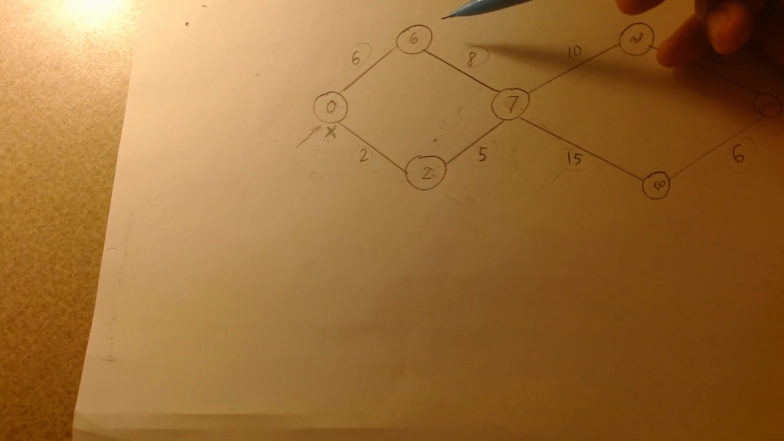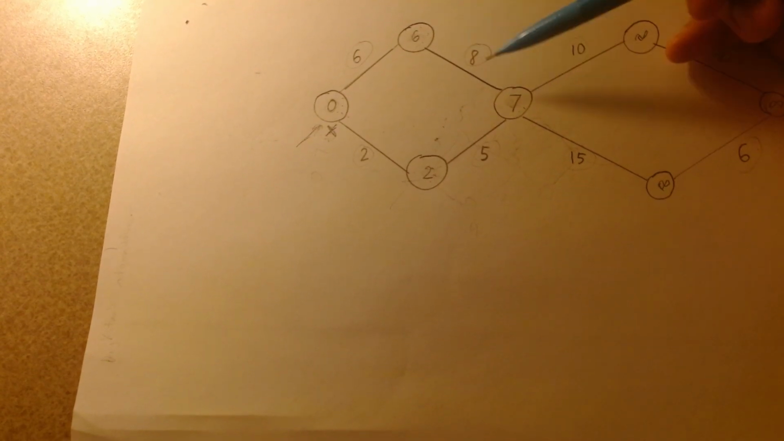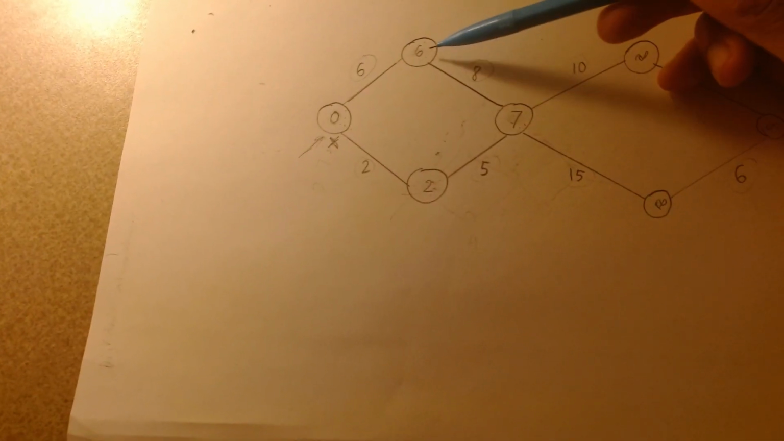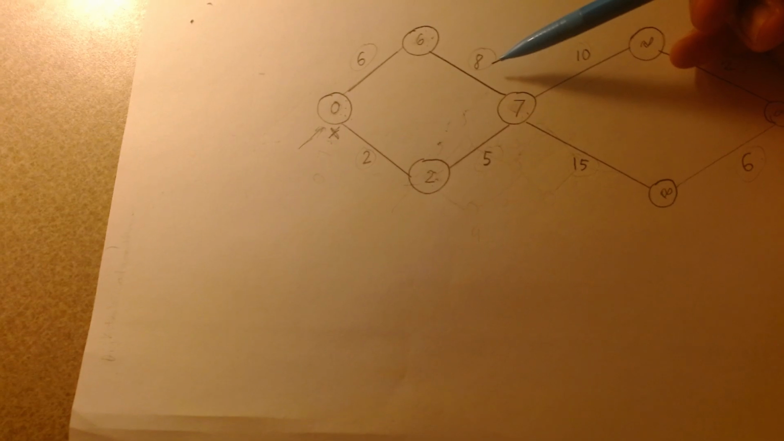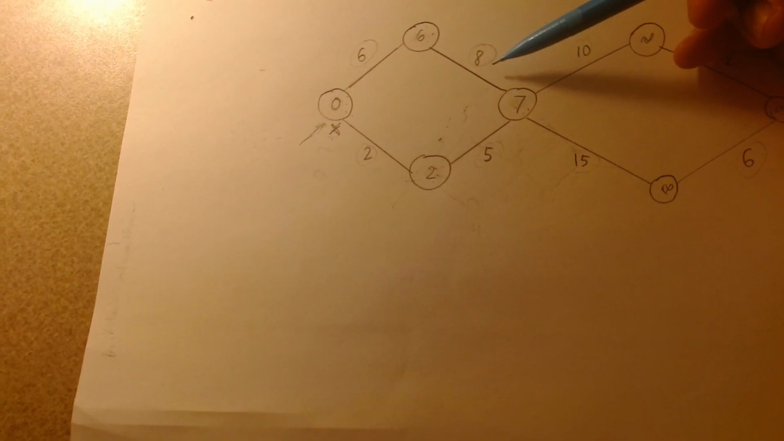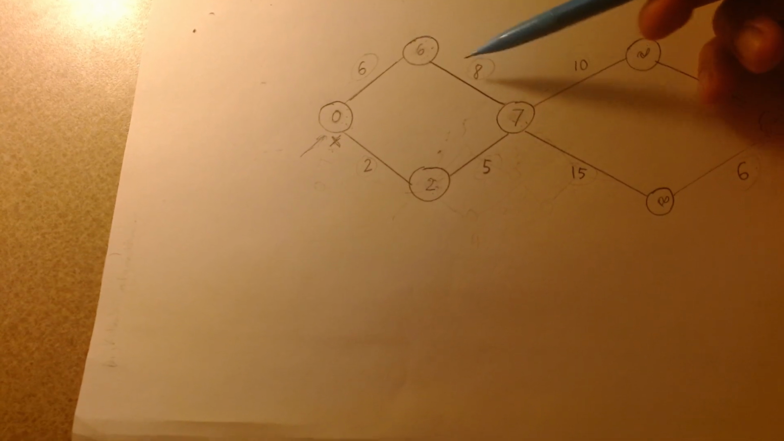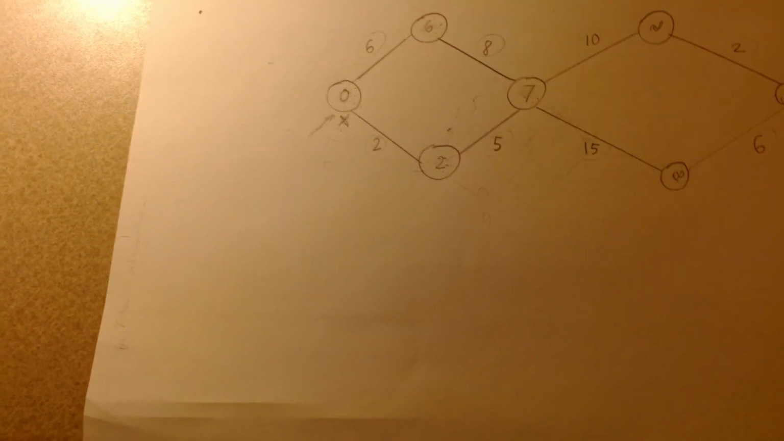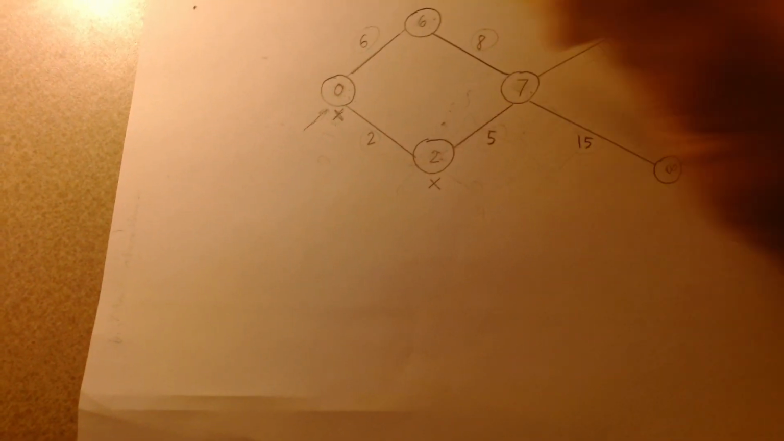The distance between 6 and 7 is 8. And because 6 plus 8 is 14, which is greater than 7, we're going to leave the node as it is. Okay, I forgot to mark it X. Then we're going to mark this X as well.